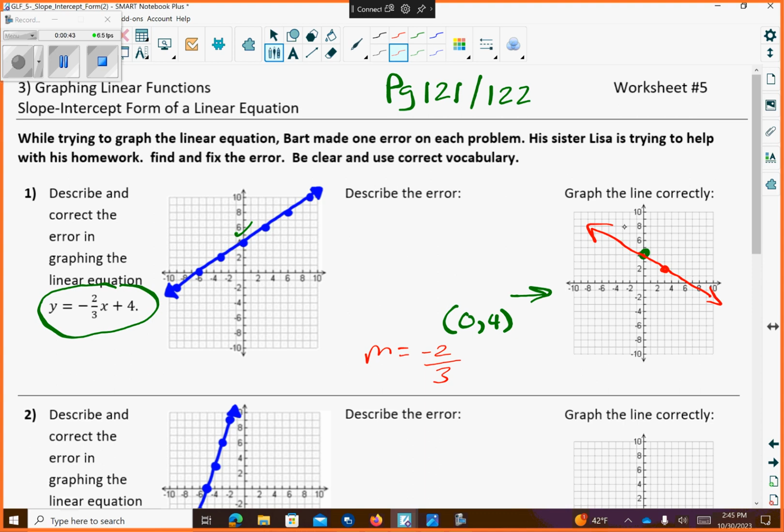Okay, so that was the problem. They forgot to have that go down and right. If you look at their problem, they actually went up and right. Okay.